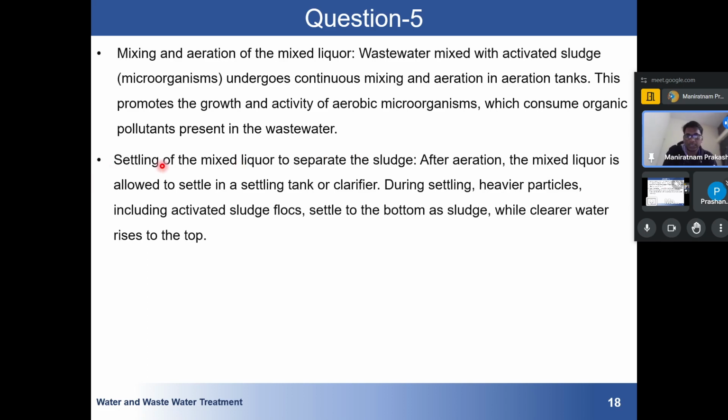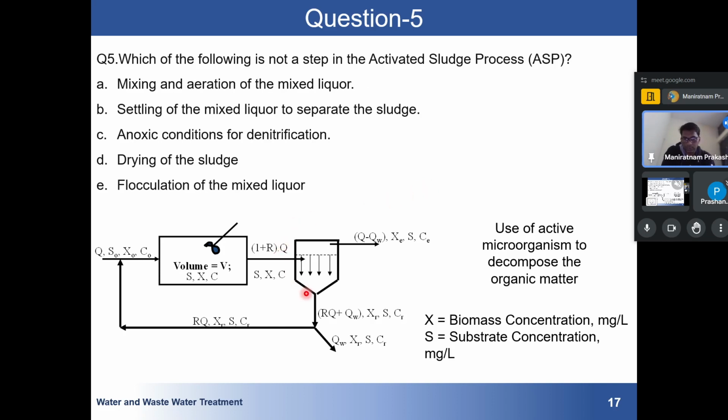The second option was settling of the mixed liquor into a separate tank to separate the sludge. Remember this thing, it is in a conical shape. After decomposition, zone settling, hindered settling, and compression settling, you can say both kinds of settling happen here.